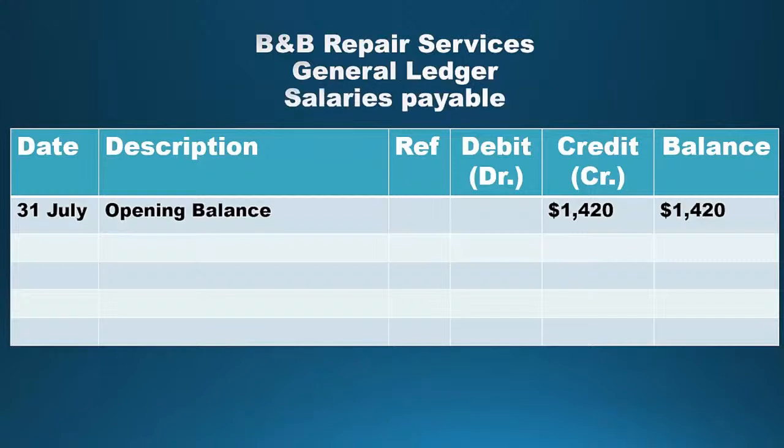9. Salaries payable. Salaries payable tracks the wages the company owes its employees. As of July 31st, the balance is $1,420. Salaries payable is a liability account, so the opening balance is written on the credit side of the ledger.